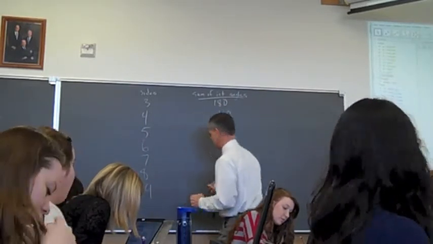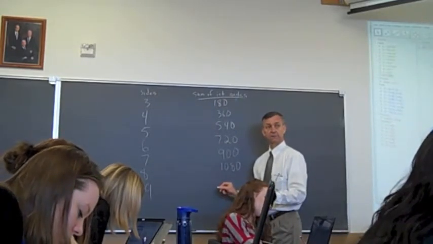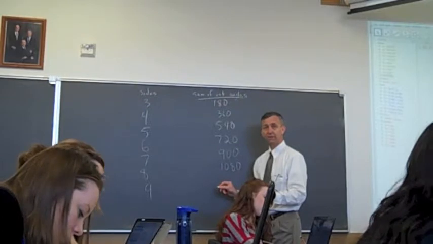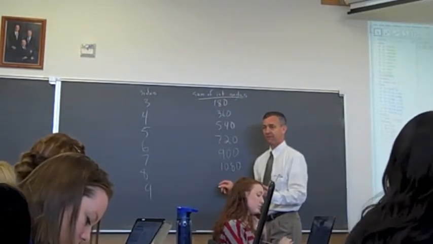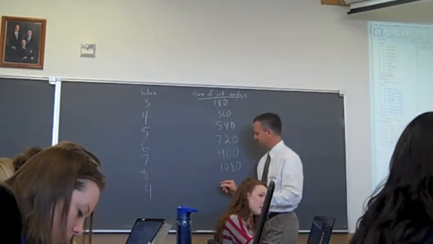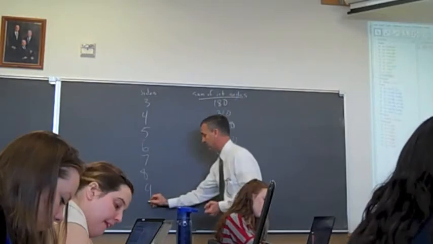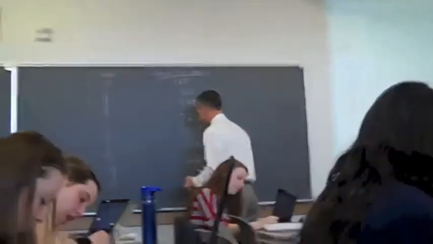9? Anybody have a 9-sided one? Should be 1260. Nonagon? Nobody did it. Nobody's lucky number is 9? I should have done that one. That's how many kids I ended up with. What is it? 1260. 10? 1440.